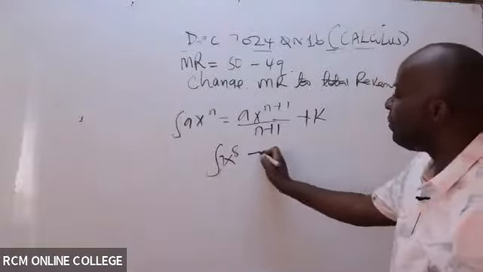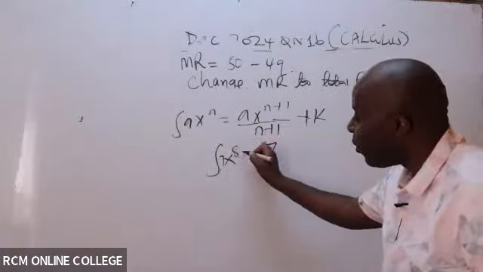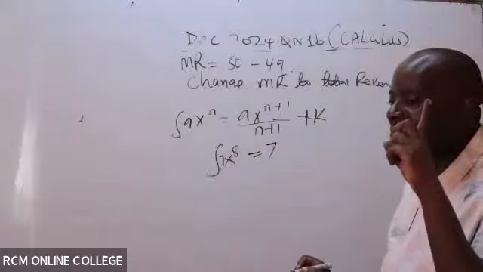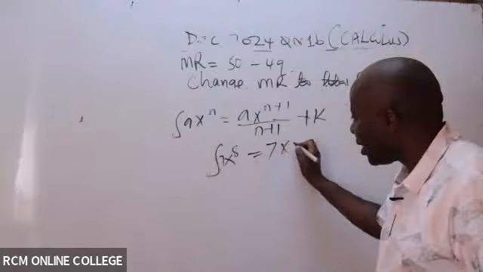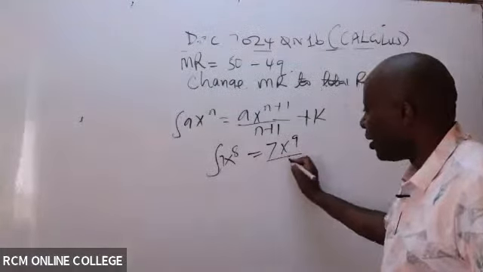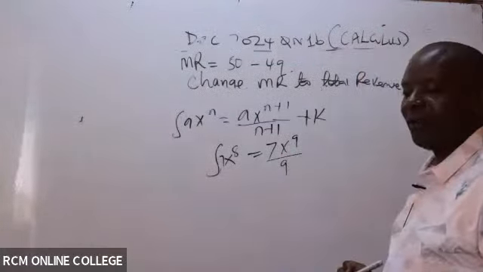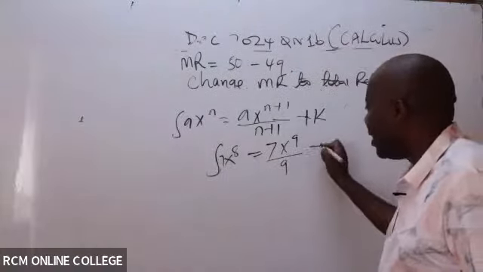So what do we have here? This will be increased by 1. This becomes 9. So it will be 7x raised to power 9, all over the new power, plus, in this case here, k.